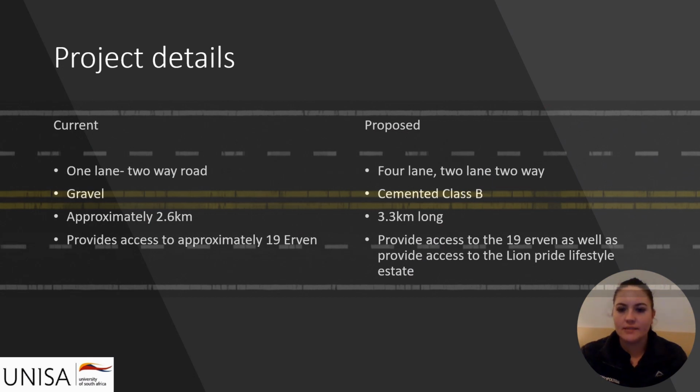The project details. Currently, Rift Valley Road is a one-lane, two-way gravel road of approximately 2.6 kilometers. It currently provides access to 19 urban, of which all are farmland. The proposed upgrade will be to increase the lanes to 2 lanes per direction, which is then 4 lanes. It will be a cemented Class B road of approximately 3.3 kilometers long.